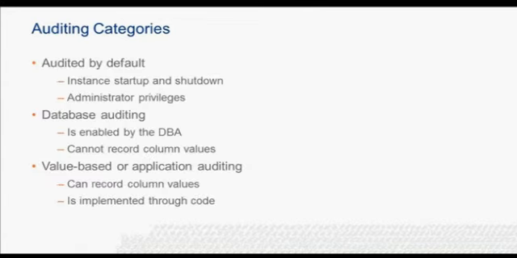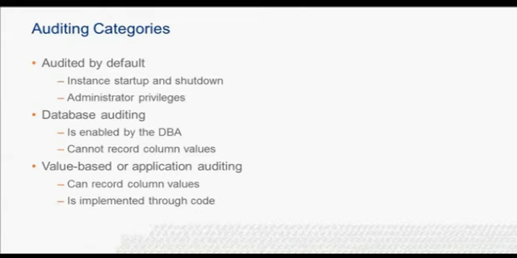Let's see various auditing categories. Whenever we start or shut down the database, its entry is written in the audit trail. Also, whenever we do any work with administrative privileges, like working as SYSDBA, auditing is done. The next category is database auditing. This type of auditing is enabled by the DBA. It can be session level or user specific. It records all the activities done in the sessions or by the user, but it cannot audit column values.